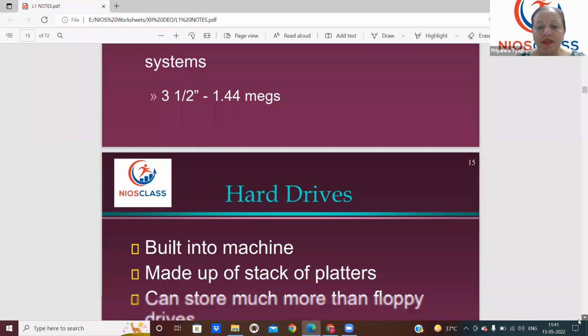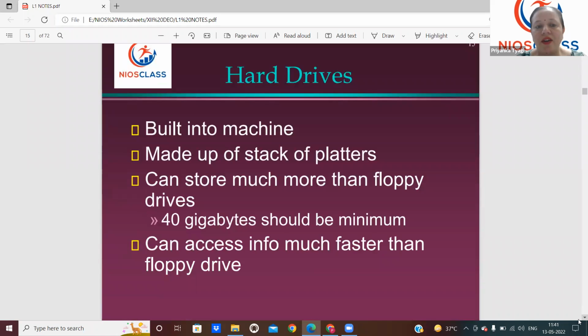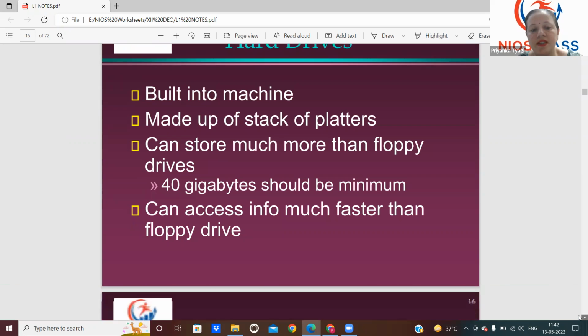Okay, and the next external storage device is the hard drive. What is a hard drive? It is 24/7 stored in your computer system, right? Okay, and what is the structure of the hard drive? It is actually made up of a stack of platters in a circular way, bound together, and we can store so much more data as compared to a floppy disk. The minimum should be about 40 GB. Nowadays we are having hard disks in TB as well. That means terabyte. So it can access info much faster than a floppy drive.